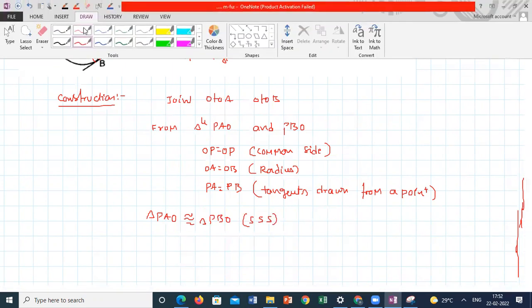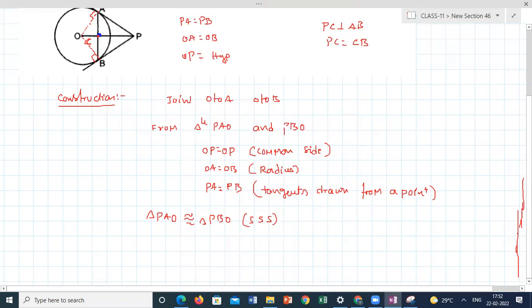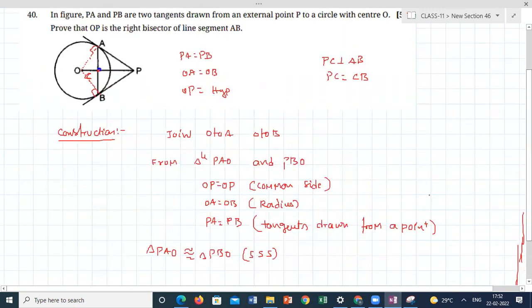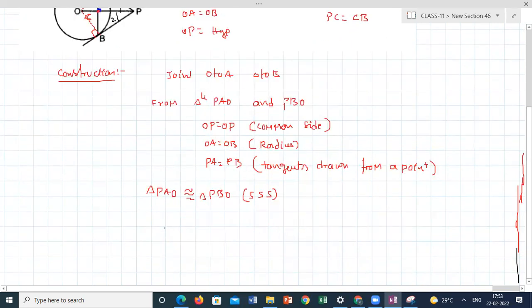So what is the need of this? From here I can make corresponding angles the same. So I'm making corresponding angles. What angles? I'm taking, this is angle 1, this is angle 2. I can say from CPCT, angle 1 is equal to angle 2.